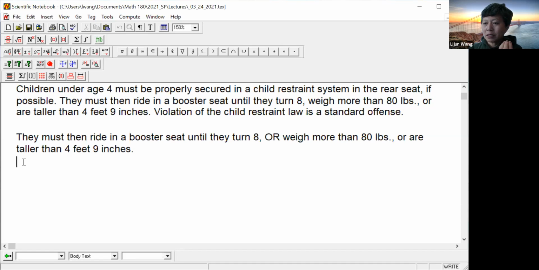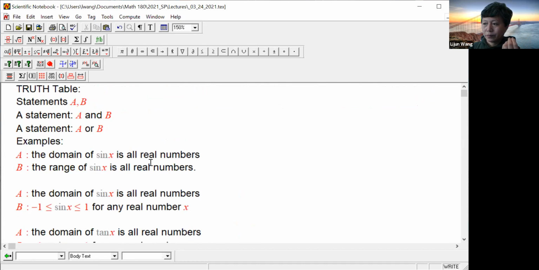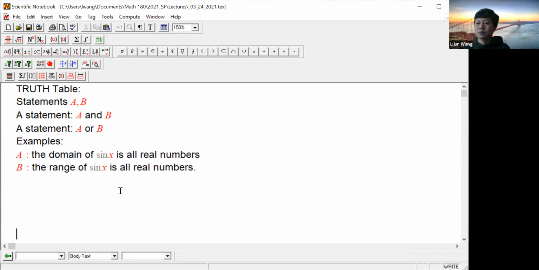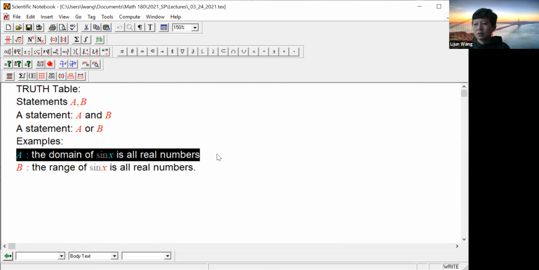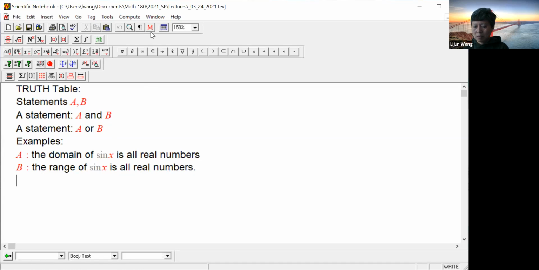All right, so that's what we understand. We're not going to discuss this law any further. So let's go back to our earlier examples. This is A, this is B. So what do you think?